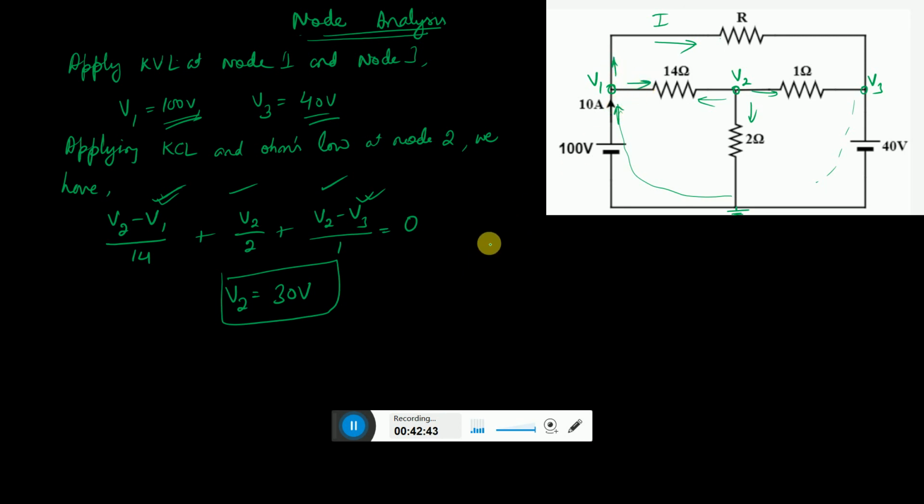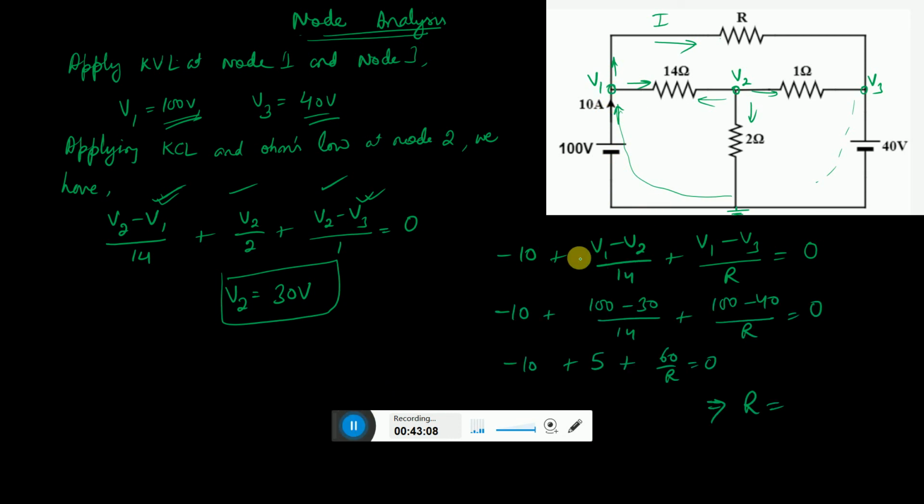So I can write, applying KCL at node 1, minus 10, the current is going in. Another is V1 minus V2 by 14. Another is this current, that is V1 minus V3 by R, equals 0. Right, so we can just write these three, sum them, and say this sum is equal to 0. So just solve it quickly: put the values of V1 and V3, and find out the value of R.